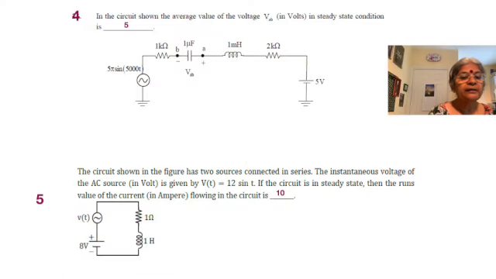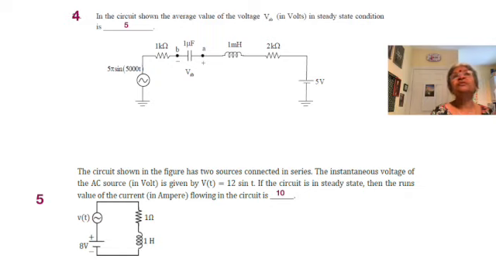Okay, so now we have the fourth problem, where a circuit is given with an AC source as well as a DC source. The AC source is given with a magnitude of 5 pi and omega is equal to 5000, and then we have a 1 kilo ohm resistor, a 1 microfarad capacitor, a 1 millihenry inductor, and a 2 kilo ohm resistor. VAB is shown with a particular direction. So in the circuit shown, the average value of the voltage VAB in steady state condition is what?